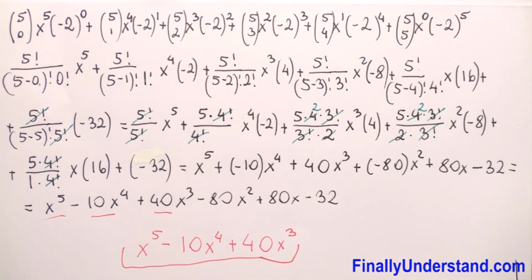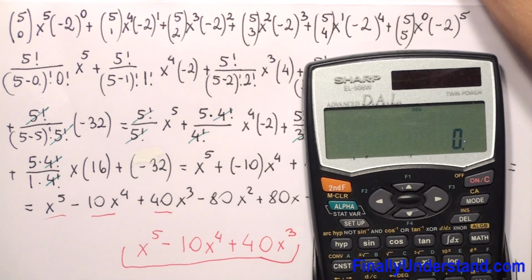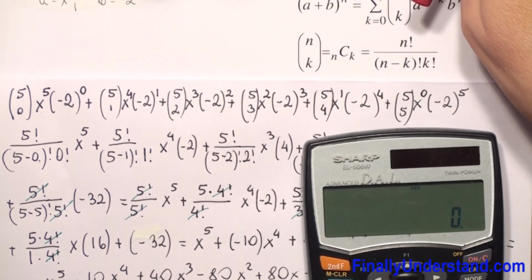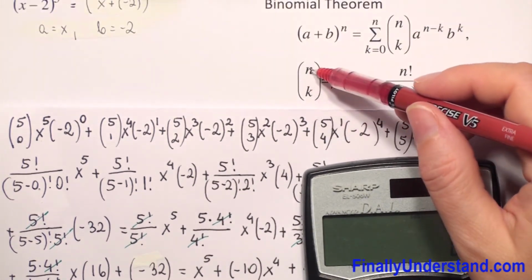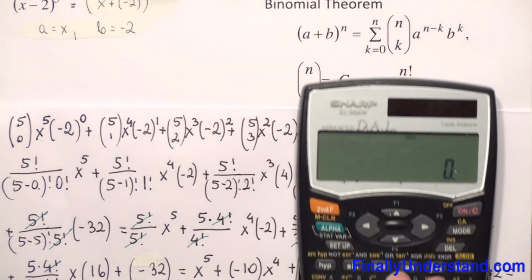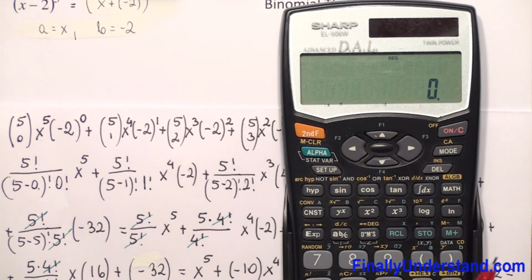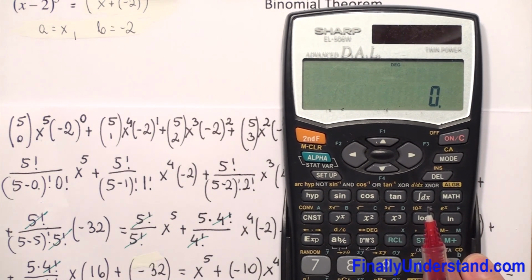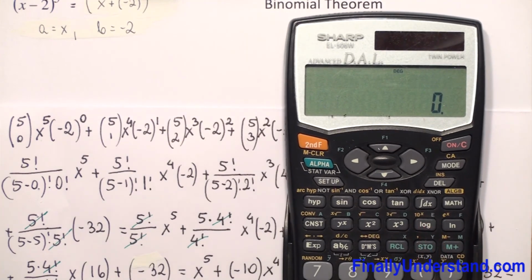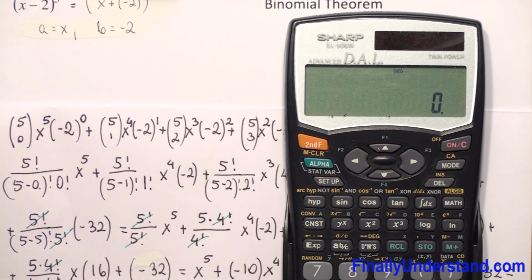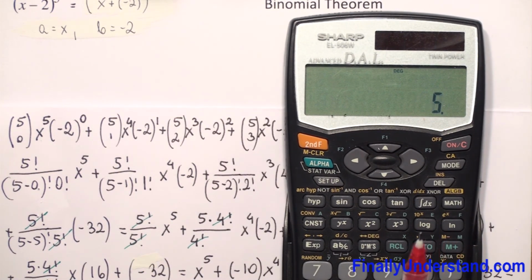Also, if you want to find this combination and choose, you can use a calculator. We have the option of combination in our calculator. So if you have to find 5 choose 0, you have to press 5 combination of 0, so this is equal to 1.